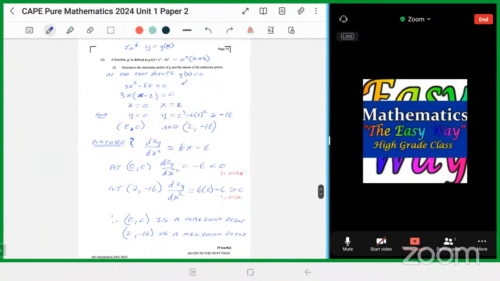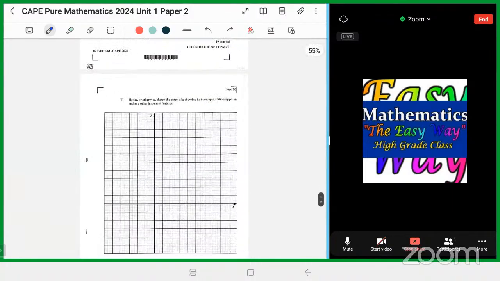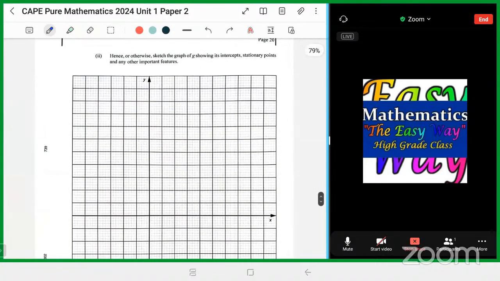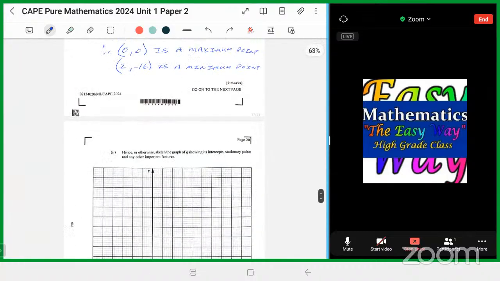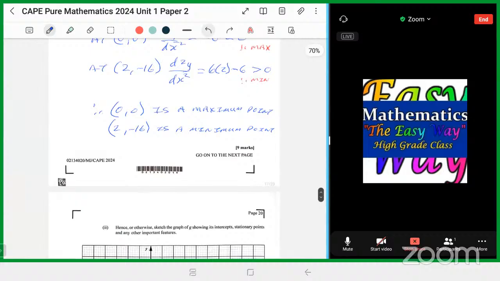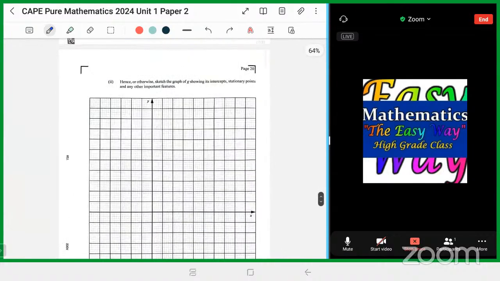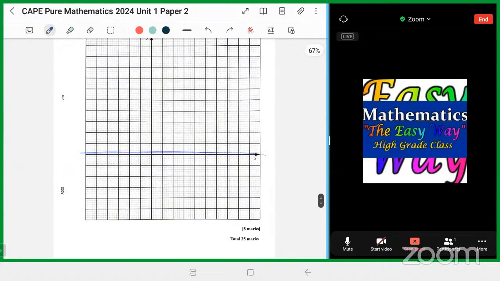Now, continue here. It says, hence or otherwise, sketch a graph of G showing its intercepts, stationary points, and any other important feature. All right, so let's look at the scale of this graph. The minimum point is way down at negative 16. So we'll fit negative 16 on this. Let me put the x-axis down here.